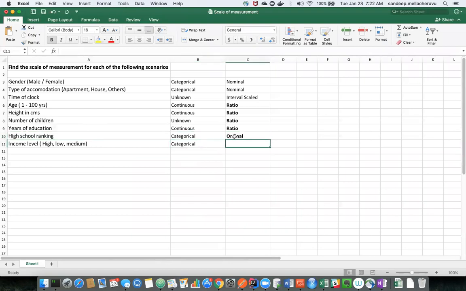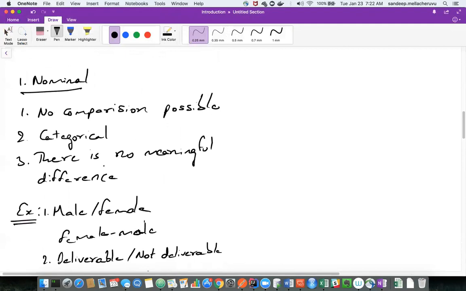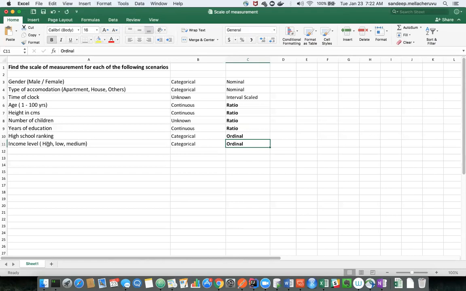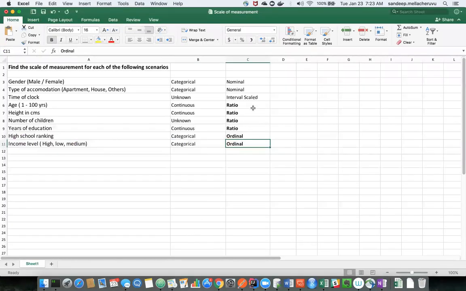And finally, income level. This should be very clear now. So is it nominal? It is ordinal. Because it's not nominal, because there is no ranking for nominal. Nominal, there is no ranking. No comparison means no ranking. For ordinal, there is a comparison possible: low, medium, high. I can order them. But still, values are not equally spaced. I don't know what is the difference between medium and high income group. So that's how these things go.